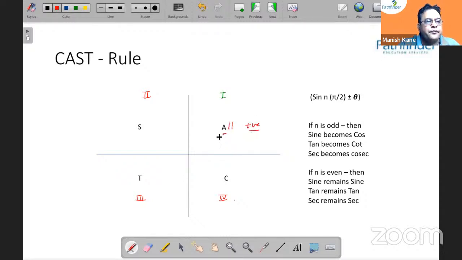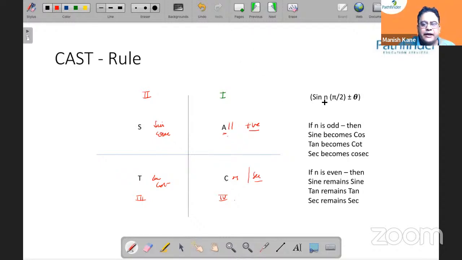So A. In the second quadrant, sine and 1 upon sine, that is cosec, will be positive. The rest are negative. In the third quadrant, tan and cot are positive. The rest are negative. In the fourth quadrant, cos and sec theta are positive. The rest are negative. This is something which you need to know. So that is why CAST as a rule.